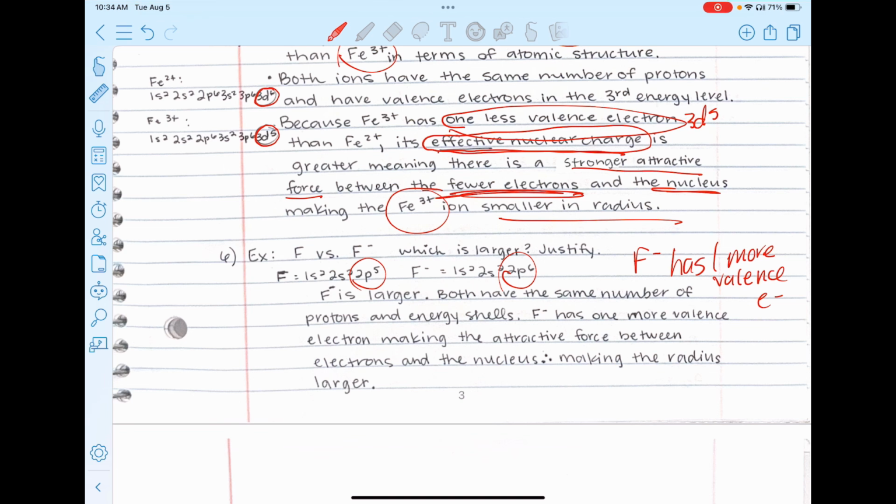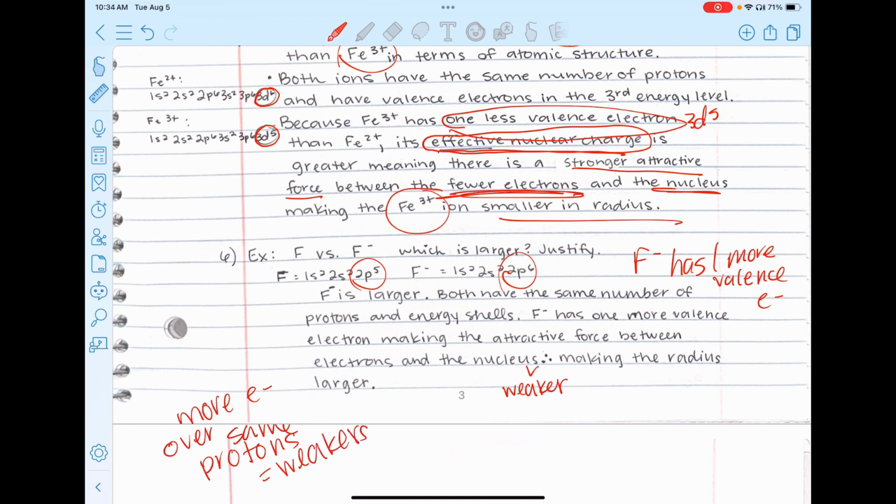I made a mistake here, guys. Sorry about that. Let's fix that. Making the attractive force between the electrons and the nucleus weaker, therefore making the radius larger. Okay, so remember, more electrons over the same number of protons equals weaker force.